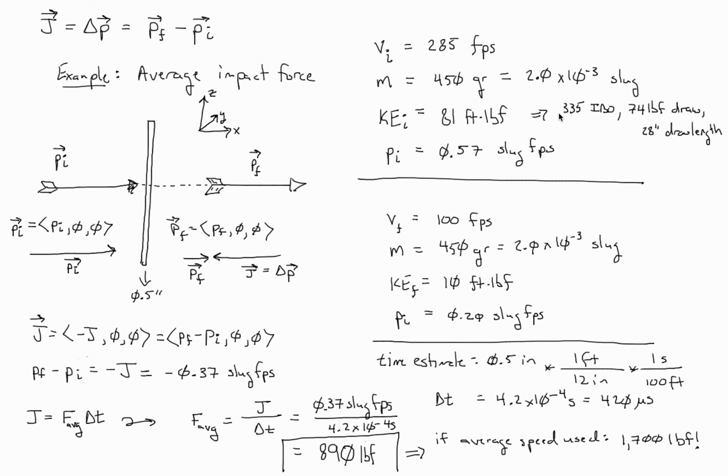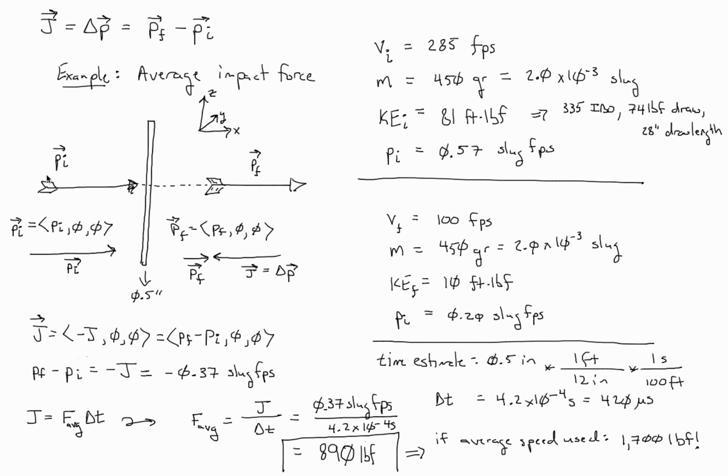This would be easily produced by a bow that's about 335 IBO with about 74-ish pounds of draw weight and a 28-inch draw length, excuse me. Various other combinations would get you this much energy, but by today's standards this would be a standard setup. A little bit heavy on draw weight, 330 to 340-ish bow, 28-ish inch draw length. That will get you about 80 foot-pounds of kinetic energy. And the initial momentum for this setup would be 0.57 slug feet per second.